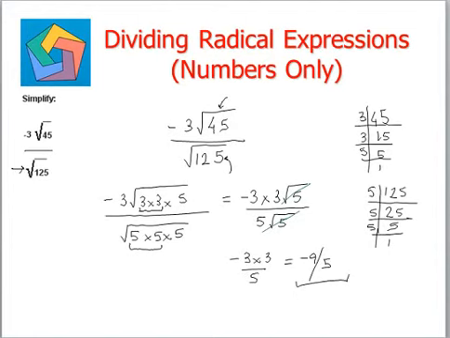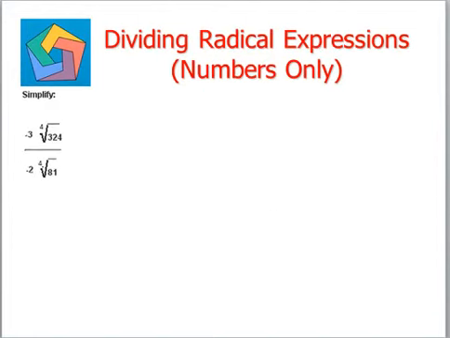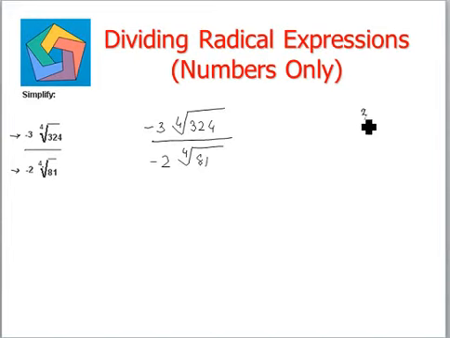For more understanding, let's do the next question. It says negative 3 fourth root of 324 divided by negative 2 fourth root of 81. So that's how we can write it. Fourth root of 324 divided by negative 2 fourth root of 81. Our method remains the same. Find out the prime factors.